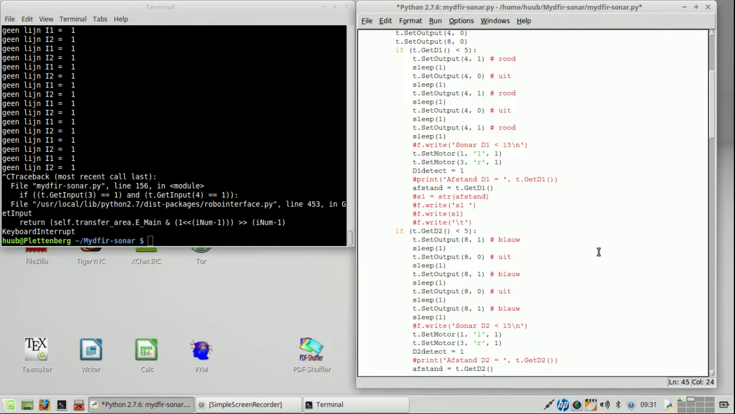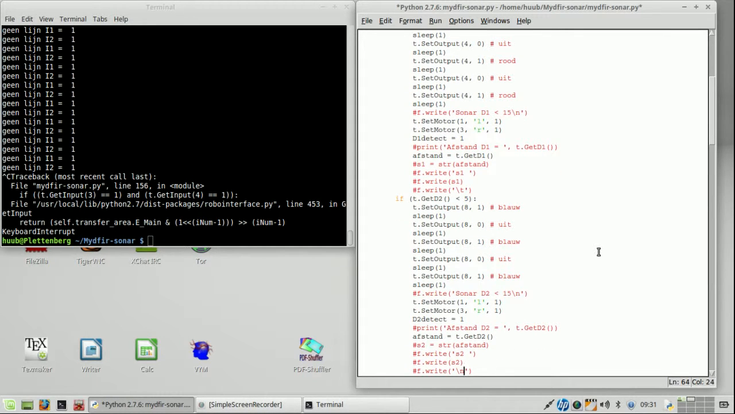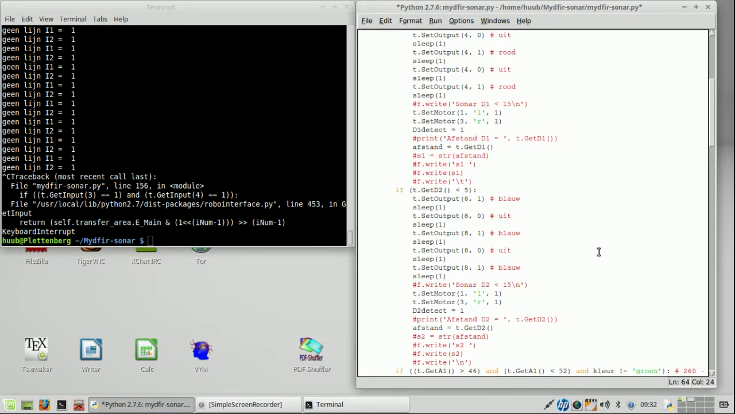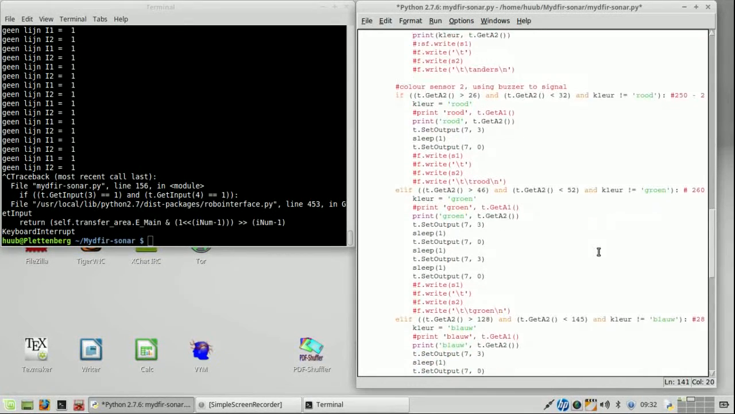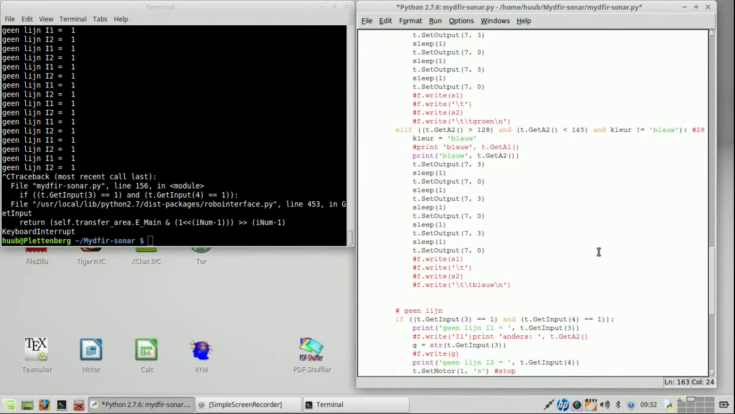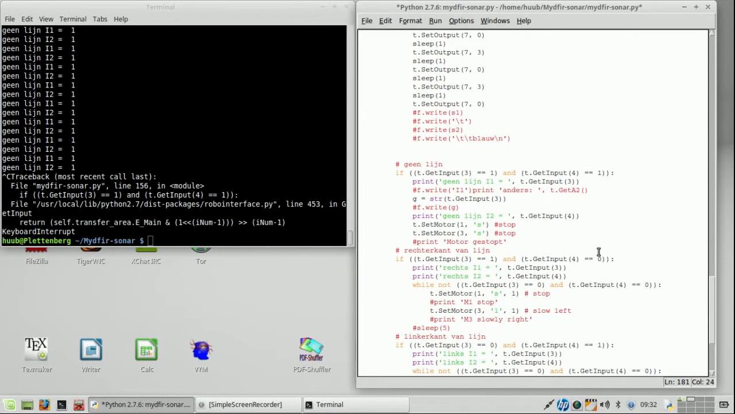But I'm only using set output 8 for the mode for the color blue. And output 8 and 7 make motor 4, which I'm not using. If you say set output, then only that output should be addressed. So that makes no sense in this case.